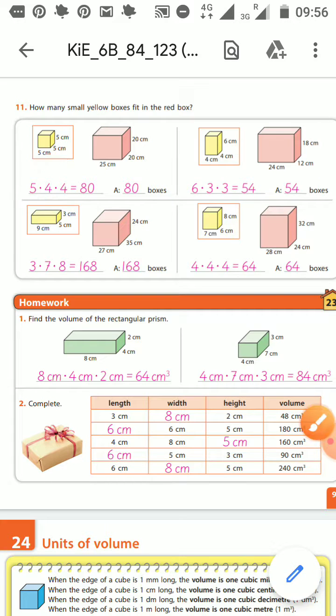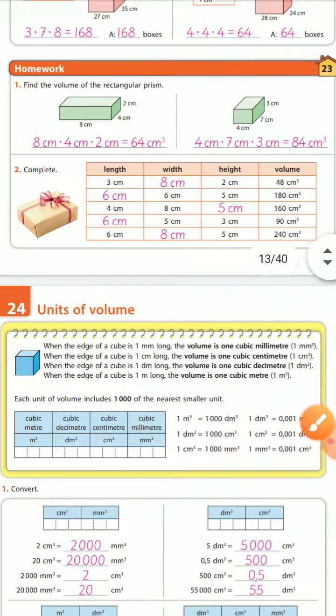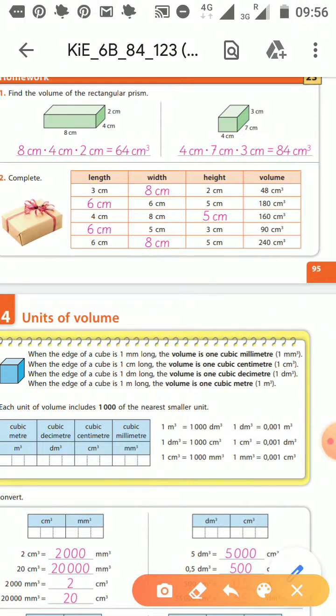Okay, and then the homework is just a recap really on questions, working out some volumes here, just timesing 3 figures there and there, and then working out the numbers here as you did before.